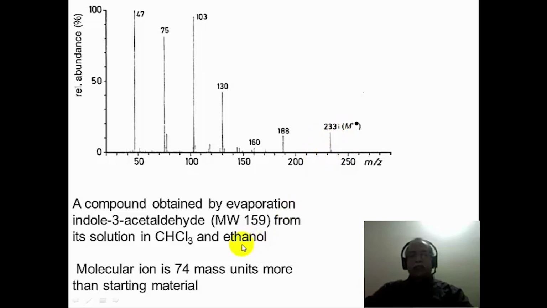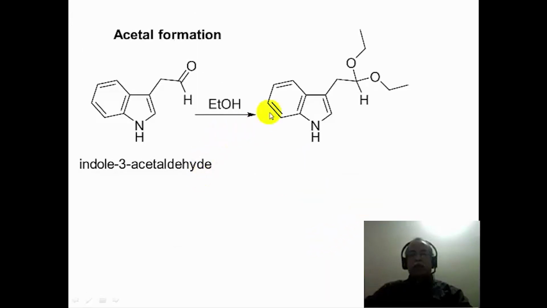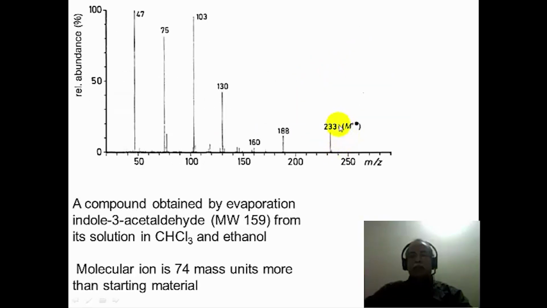Therefore, the obvious choice is that the indole 3-acetaldehyde has reacted with ethyl alcohol. Aldehydes react with alcohol to give acetal as the product. So the most likely reaction is indole 3-acetaldehyde reacting with ethyl alcohol to give the diethyl acetal of indole 3-acetaldehyde. Now the molecular weight of this compound corresponds to 233. It matches with the molecular weight of the substance that is shown in the mass spectrum of this compound.